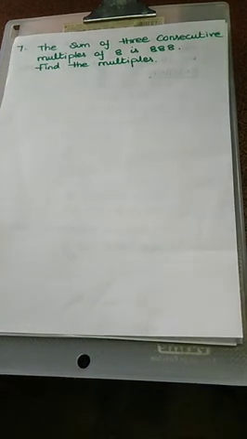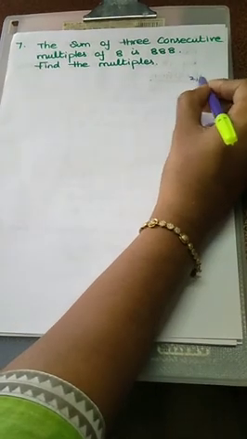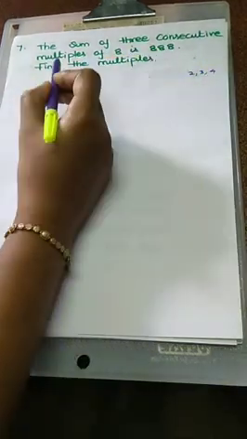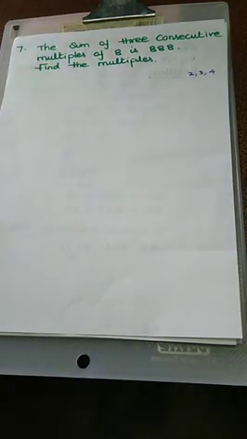Next problem. The sum of three consecutive multiples of 8 is 888. Find the multiples. That is our question. Actually, consecutive numbers means the next numbers only. That is, actually you have to take any numbers like 2, 3, 4 like that. Consecutive numbers means next numbers. Here we are discussing consecutive multiples of 8. Multiples of 8 means 8 ones are, 8 twos are, 8 threes are. We have to take that type only.